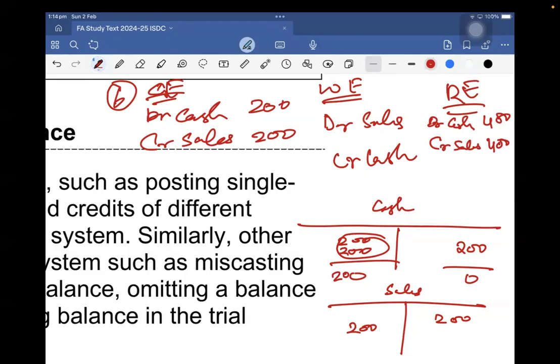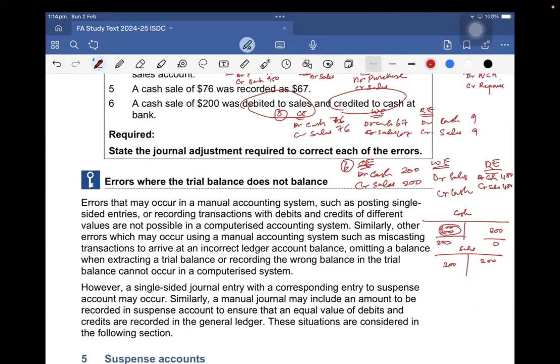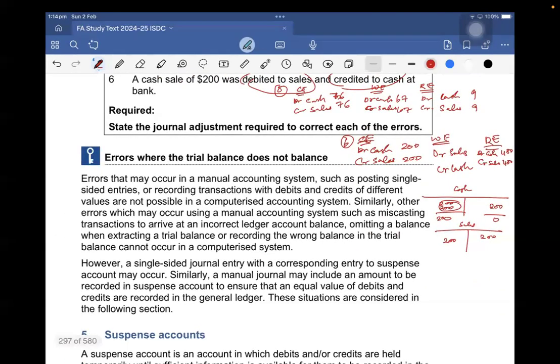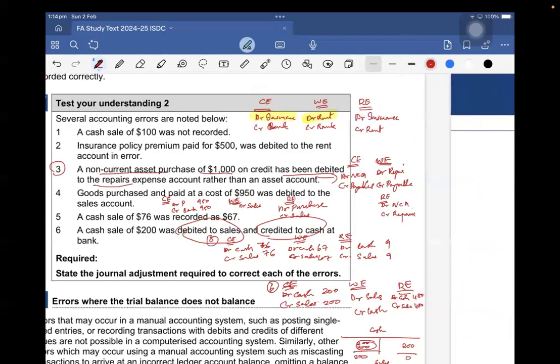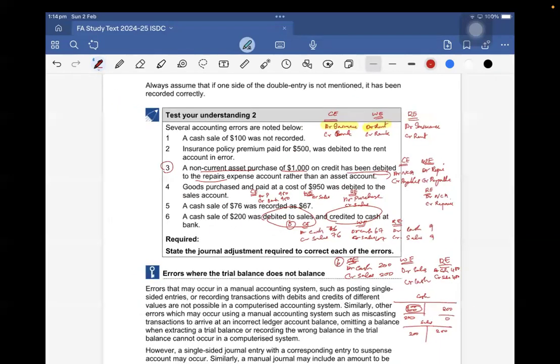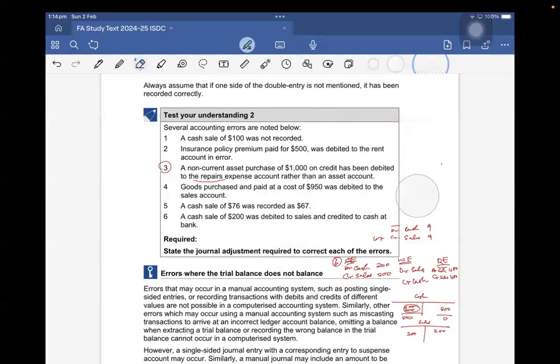First, the first entry will cancel this cash one, and the second will be the correct one, so it will become double. Exactly. Understood? Okay. So we're going to move on to the next section, all right? You can try this on your own and refer to the recordings after that.